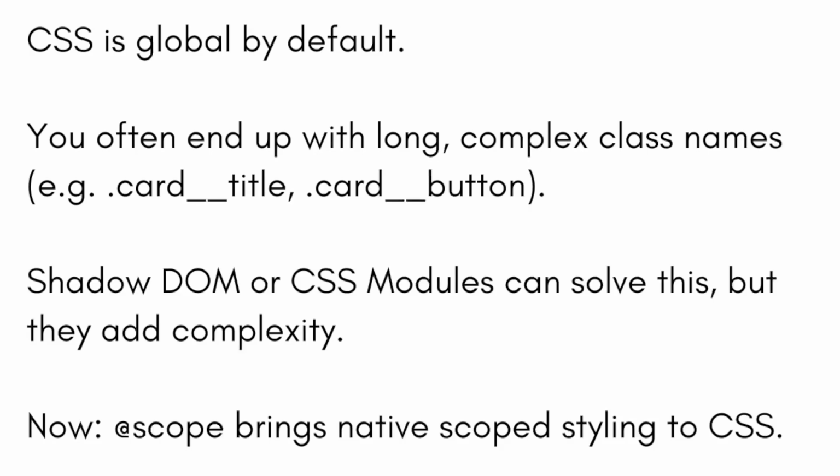You often end up with long complex class names, card_title, card_button. Shadow DOM or CSS modules can solve this, but they add complexity. So now @scope brings native support for scoped styling to CSS.